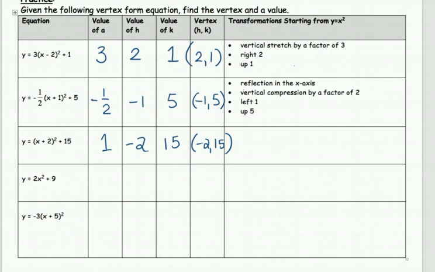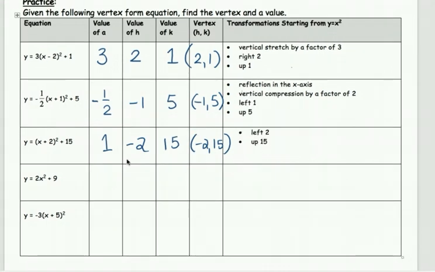All right, and go through and add the transformation description. Okay, and so again, there was no vertical stretch or compression or reflection here because a is equal to 1. So the only things that happened here are that it moved left or right, up and down. So left 2, up 15.